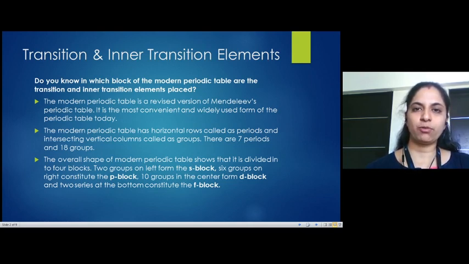The overall shape of the modern periodic table shows that it is divided into 4 blocks. 2 groups on the left form the S block. 6 groups on the right constitute the P block. 10 groups in the center form the D block, and 2 series at the bottom constitute the F block.